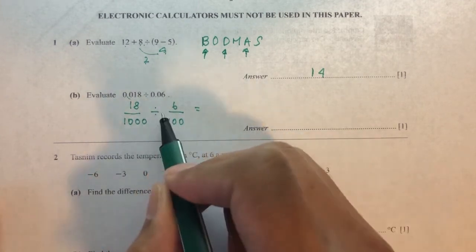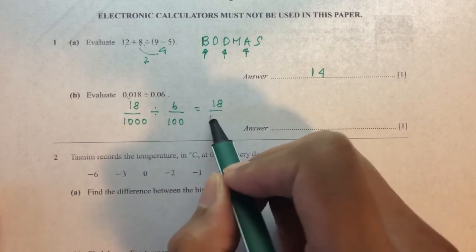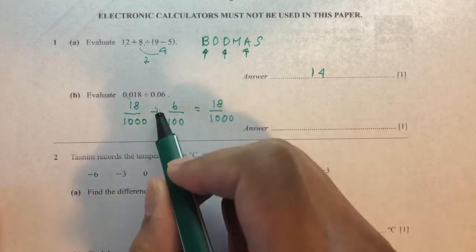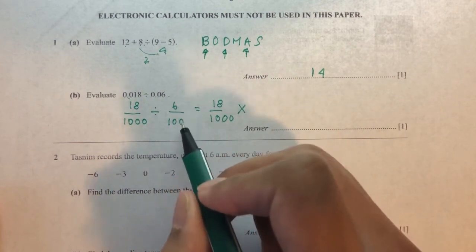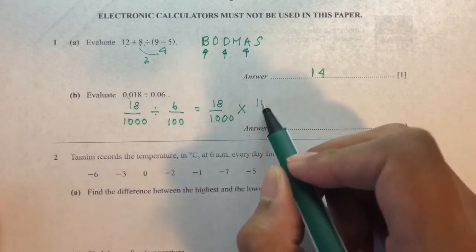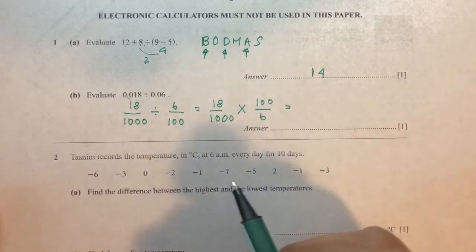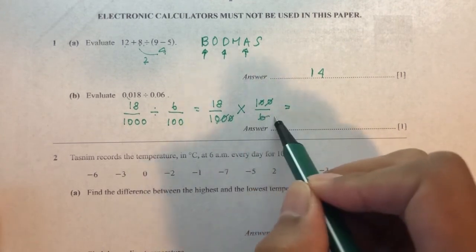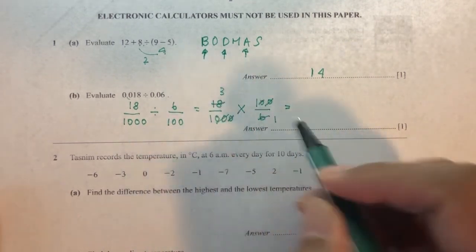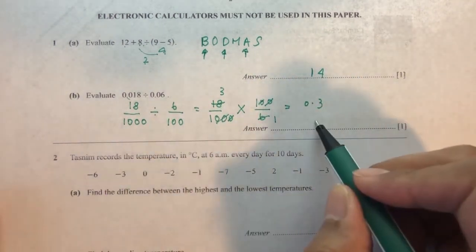So how do we do this? The first one, we leave it the same. So 18 over 1000. Convert divide to multiply. And then we have to flip the second one upside down. So it will be 100 over 6. So now we just have to simplify. Divide by 6 will be 3, and 3 over 10 will be 0.3. So answer part B will be 0.3.